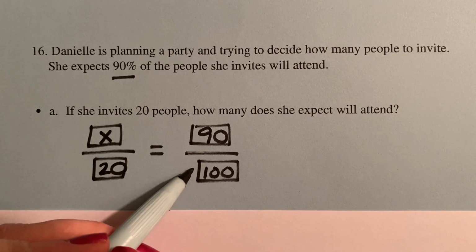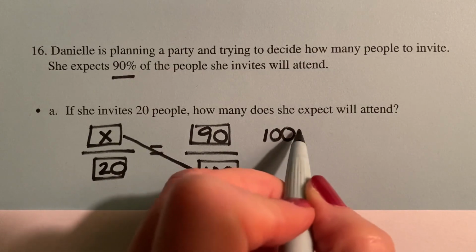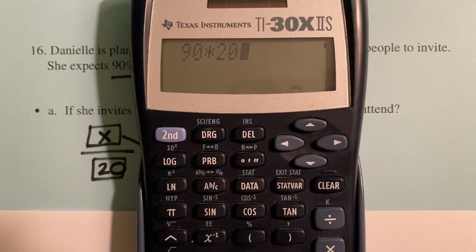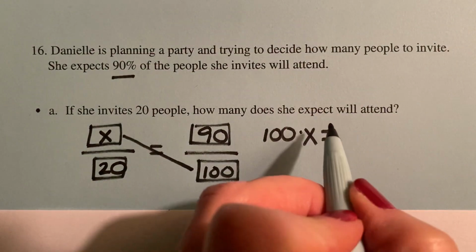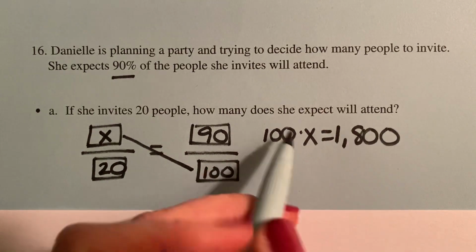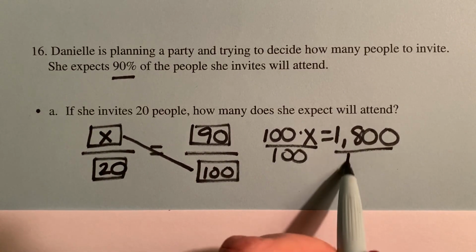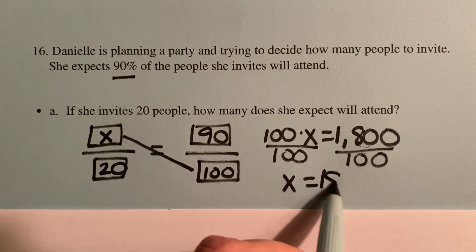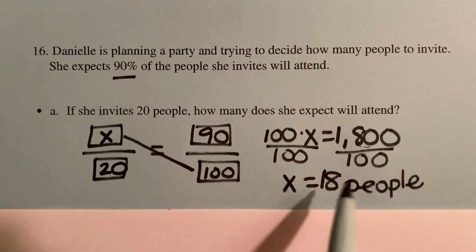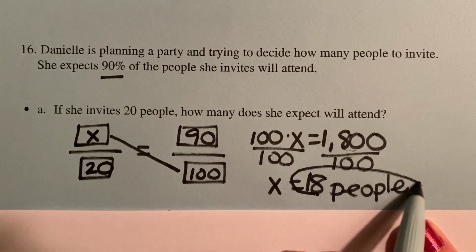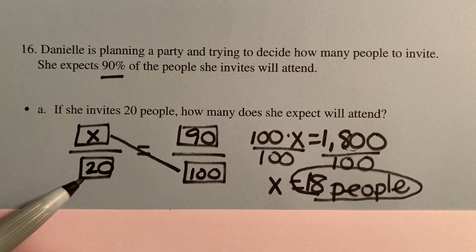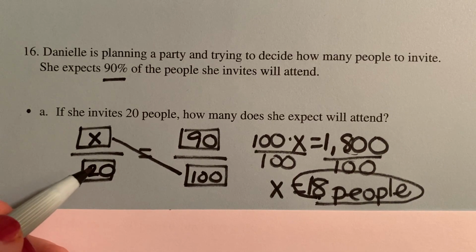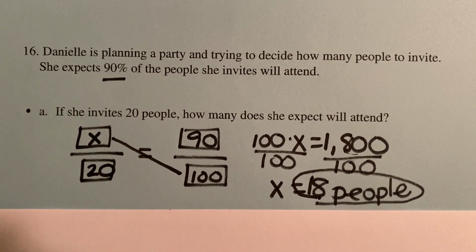And off we go. 100 times X, and 90 times 20. 1,800. And we're going to divide by 100. Getting so used to this by now. And when you divide 1,800 by 100, you scoot, 18 people. So, 18 people she's expecting to come to her party out of the 20 she invited, and that's because she expects 90% to come. By the way, if you get an 18 out of 20 on a quiz or a test, that is 90%. Very good.